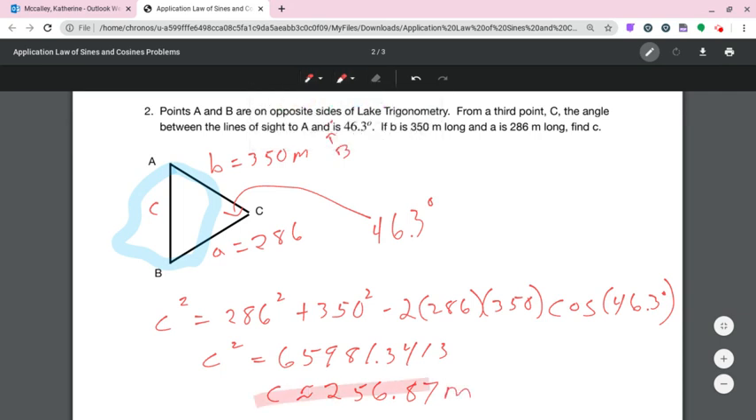Okay, so we can use our law of sines and law of cosines to find unknown distances. And in these cases, you only have to find what you're asked. Like here it said find C. We don't actually have to solve the entire triangle.